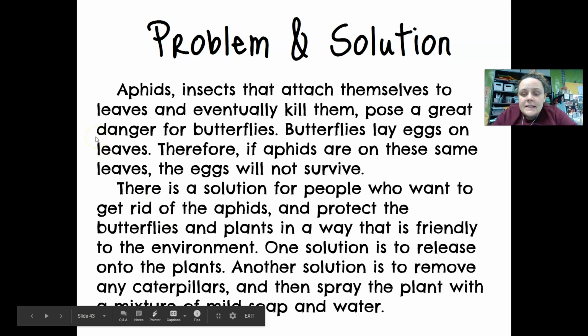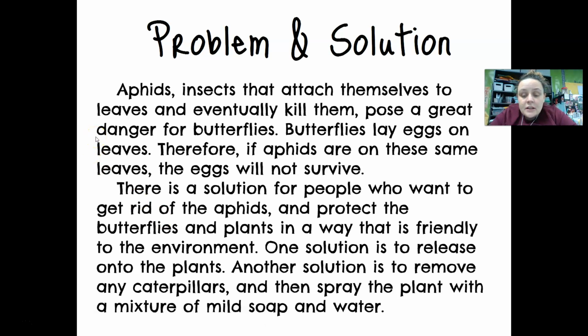Okay, let's take a look at this problem and solution text here. I want you to think about the problem that's being described and the solutions for solving that problem, and look for any key words. Aphids, insects that attach themselves to leaves and eventually kill them, pose a great danger for butterflies. Butterflies lay eggs on leaves. Therefore, if aphids are on the same leaves, the eggs will not survive.